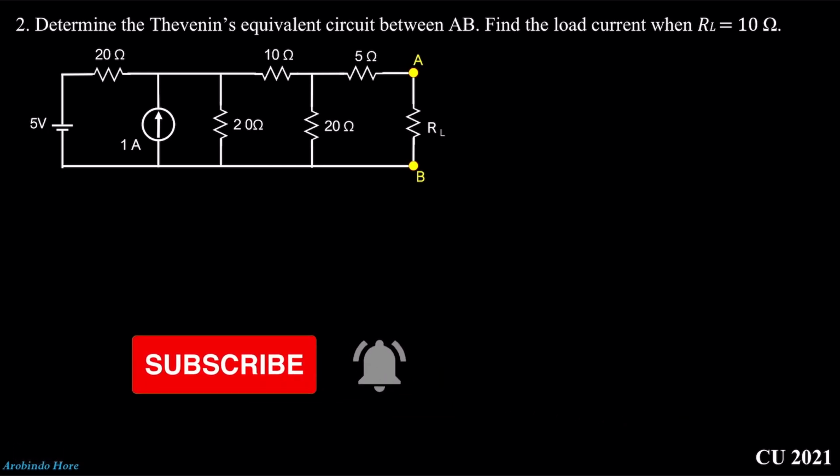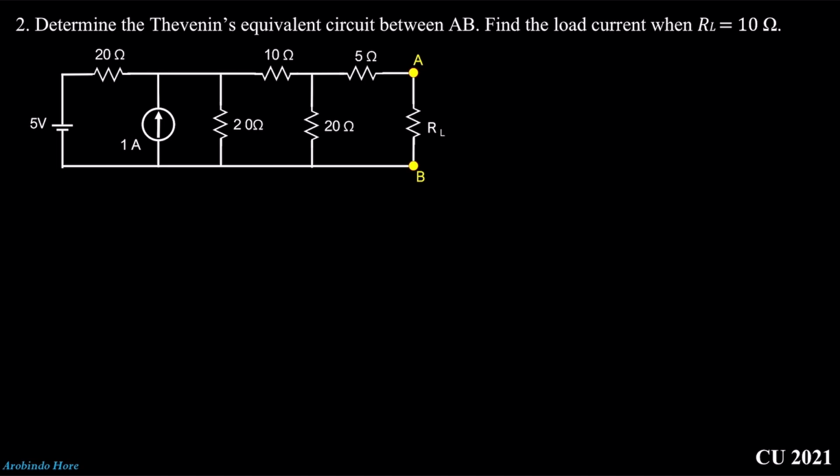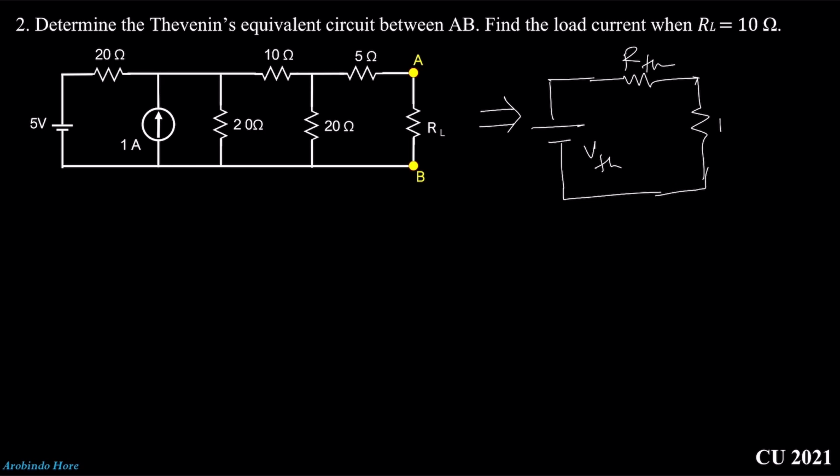Now they told us here, determine Thevenin equivalent circuit between A and B. That means they just told here that this is the load resistance. So what do we need to do? We need to redraw or convert this circuit to the Thevenin equivalent circuit. How does it look? A voltage source, we call it VTH, a series resistance, we call it RTH, and a load resistance RL. Now they already told here load resistance is 10 ohm and we need to find out VTH and RTH.